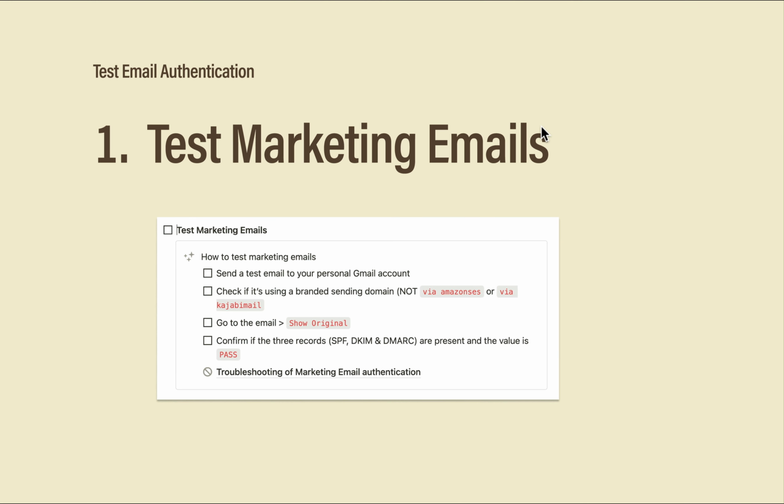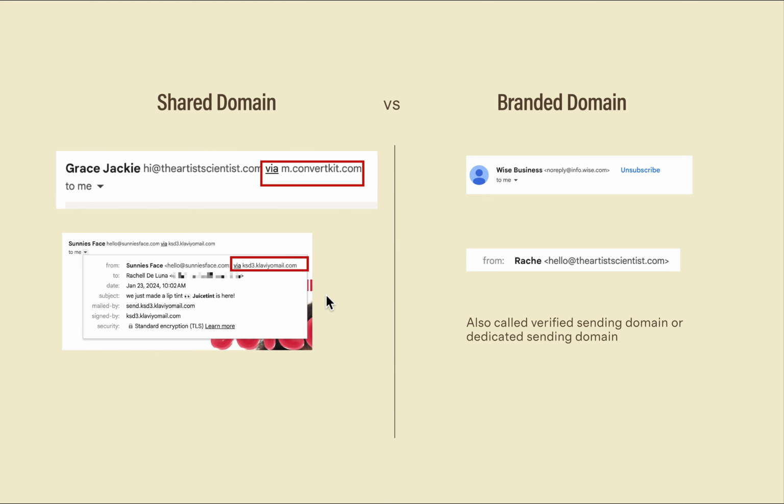We'll start with checking the authentication of our marketing emails. Bulk of our emails are for marketing purposes, and that's why we typically use email service providers or ESPs to deliver them. So here are the steps to test our marketing emails. First, log in to your ESP, that might be Flowdesk, ConvertKit, Kajabi, and then send a test email to your personal Gmail account. Once we receive the email in our personal Gmail account, we check if our email is using a shared domain or a branded domain. And to comply with full authentication requirements, then our email must have been delivered via a branded domain, which looks like this, instead of a shared domain, which looks like this.